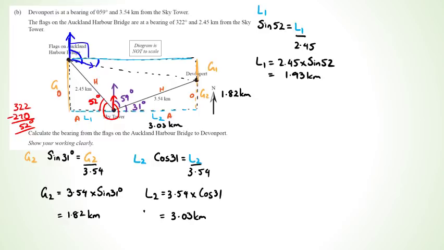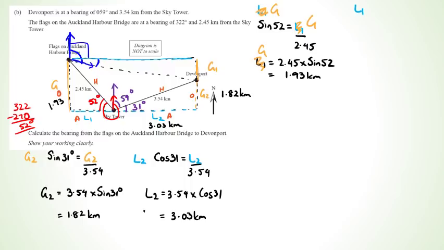Then I need to work out what G is. So G is the opposite one. Have I made a mistake here? Yep, I've just made a mistake. I've just realized that I actually worked out G in the previous case. Sorry guys, that's actually G, what I just worked out. So this can't be L1. G is 1.93, because that was opposite.